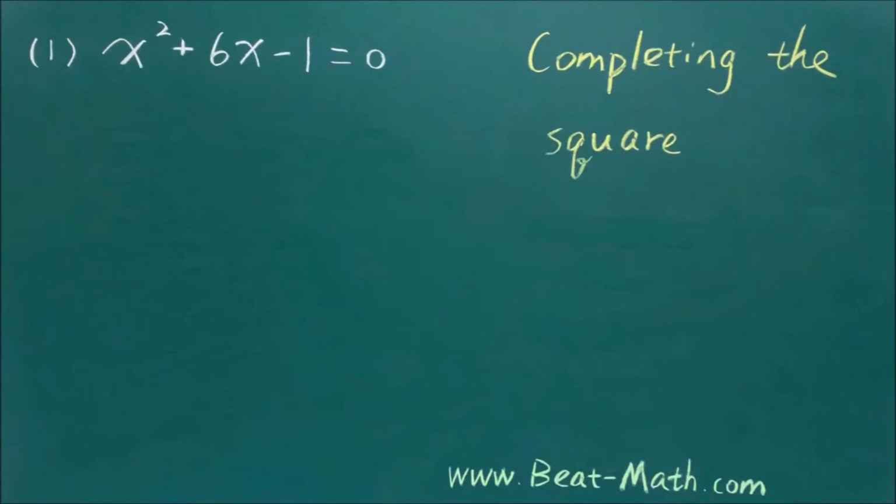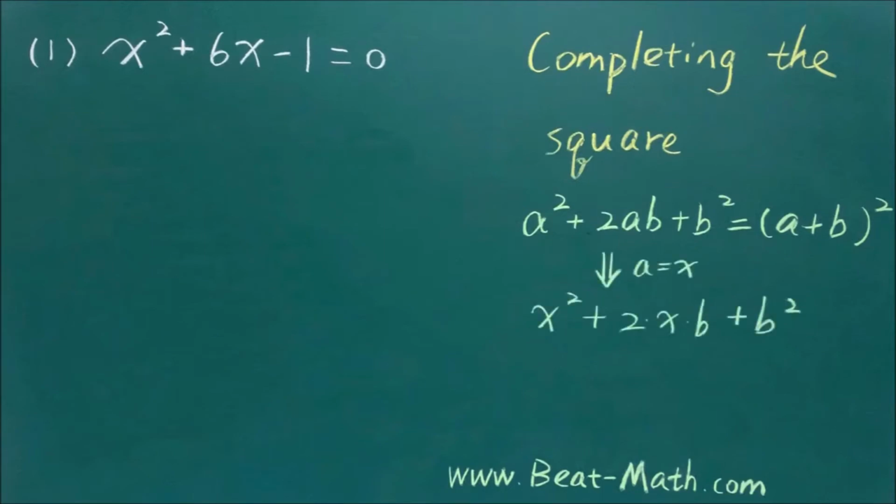The left side is not the square of anything, but thinking of the perfect square formula, a squared plus 2ab plus b squared equals (a plus b) squared. Here, a equals x and 2b equals 6, which means that b equals 3. So in this way, we just need to add 9 to complete the square of x plus 3, and then subtract 9 to keep the value on the left side unchanged.